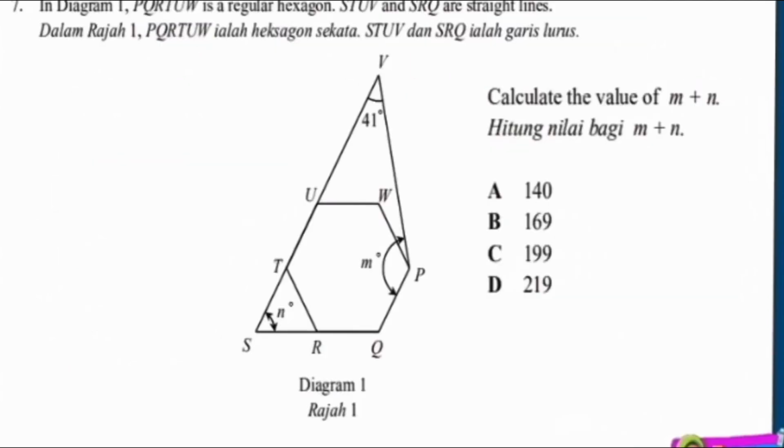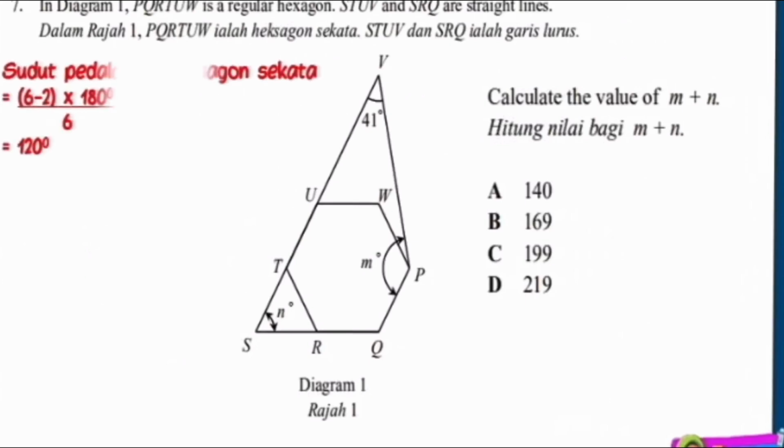PQRSTU is a regular hexagon. STUV and SRQ are straight lines. Okay, so this is a question. Now, the internal angle for a hexagon you should know. A hexagon has 6 sides, right? (6 minus 2) times 180 degrees over 6, so it's 120 degrees. I'm sure you can recall the internal angle for a hexagon is 120 degrees, right?